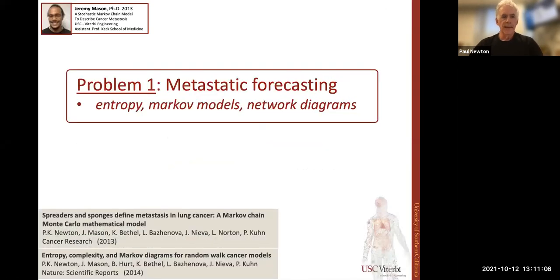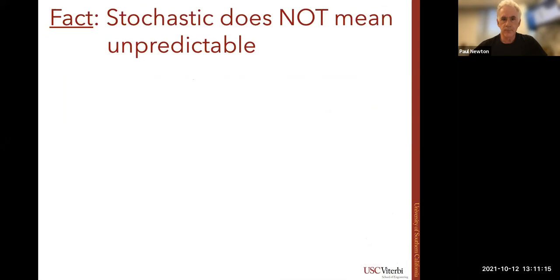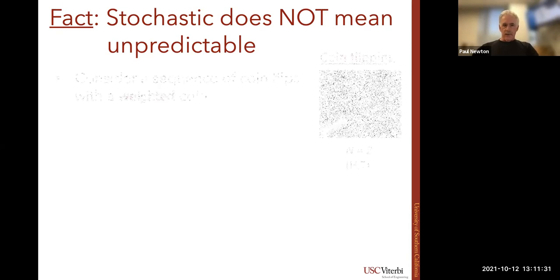Let me now start describing problem 1, which is metastatic forecasting using entropy methods, Markov models, and network diagrams. The first point that I want to make is that stochastic does not mean unpredictable. Probably a lot of people in the audience realize this, but there might be some people that don't, and it also sets the stage nicely for the kinds of models that we built. So let me walk you through that.